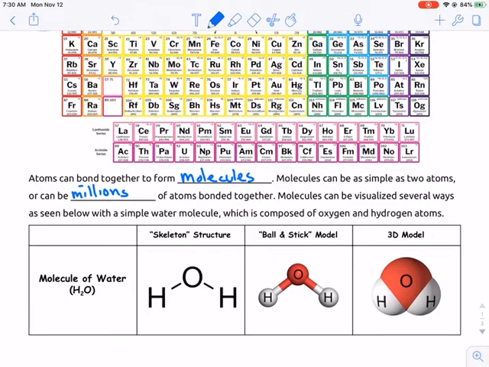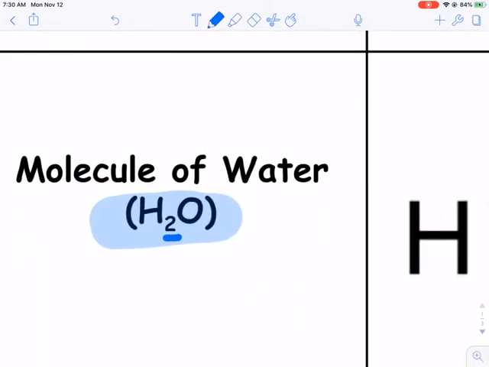Molecules can be visualized several ways, as seen below with a simple water molecule. Water is H2O, so it's composed of oxygen and hydrogen atoms. Specifically, in a water molecule there are 2 hydrogen atoms. That subscript means that there are 2 atoms of the element before the number. Oxygen doesn't have a subscript, so there's just 1.